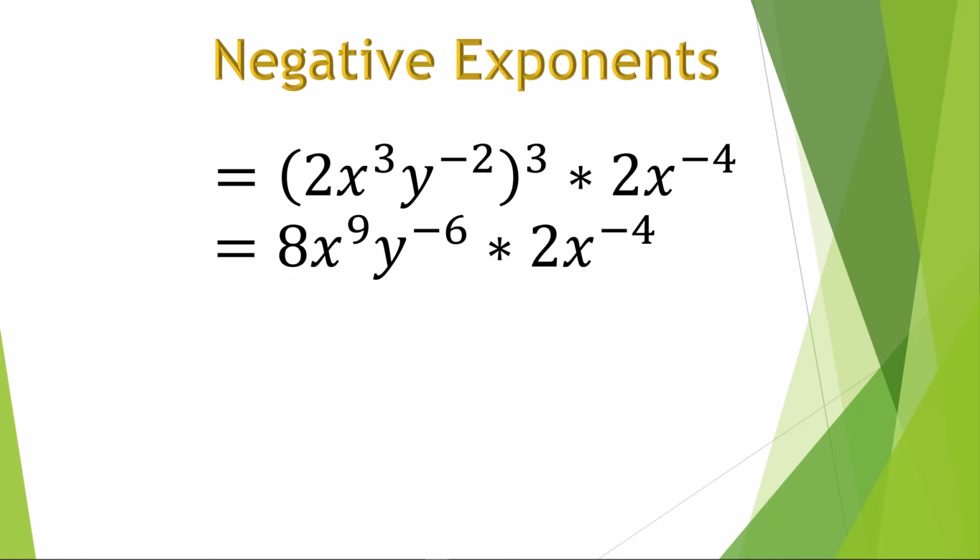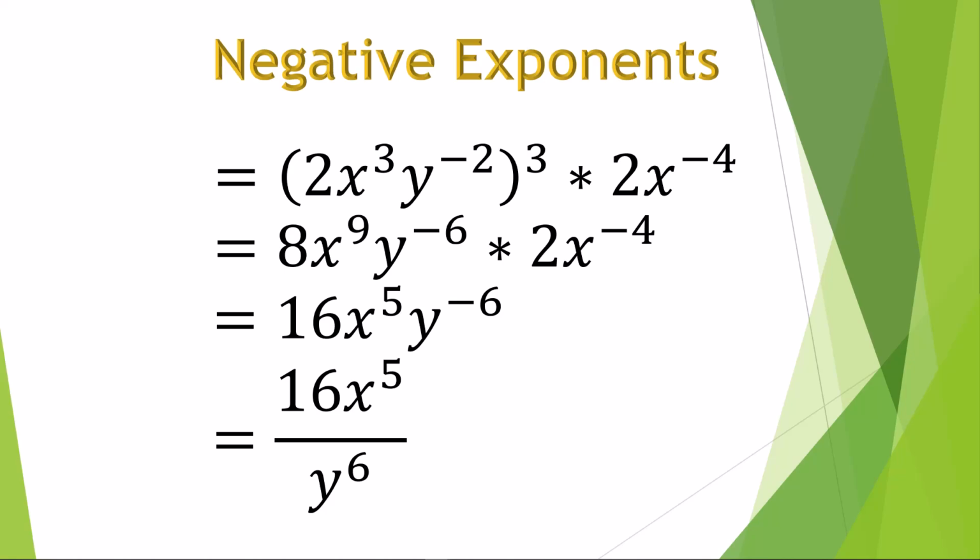Now we resolve the x powers using the product rule, adding the exponents 9 and negative 4 to make 5, and also multiplying the coefficients 8 and 2 to equal 16. Finally, we resolve the y power negative exponent by moving it down to the denominator, resulting in the final expression you see, 16x to the 5th over y to the 6th.